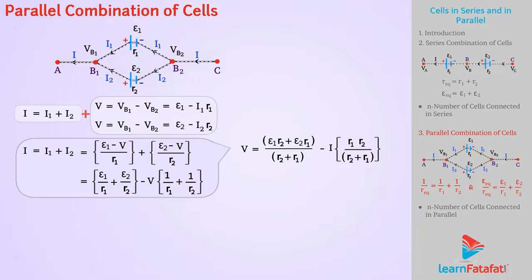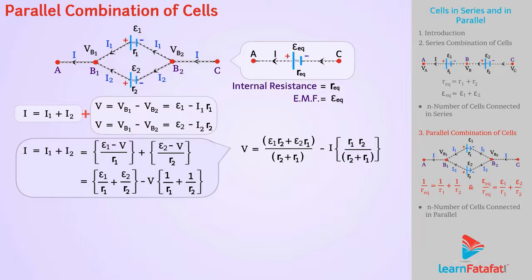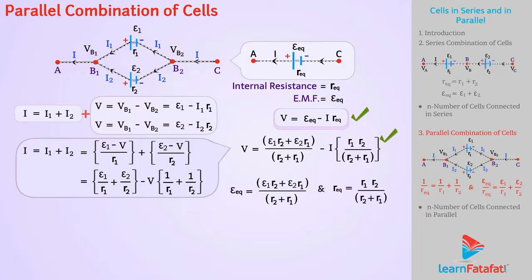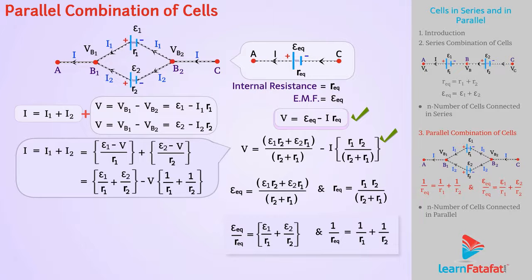If the combination is replaced by a single cell, then the internal resistance will be Req and the EMF will be epsilon EQ. V equals epsilon EQ minus I Req. By comparing the above two equations, we get these relations. These equations can also be represented as epsilon equivalent by R equivalent equals epsilon1 upon R1 plus epsilon2 upon R2, and 1 upon R equivalent equals 1 upon R1 plus 1 upon R2.